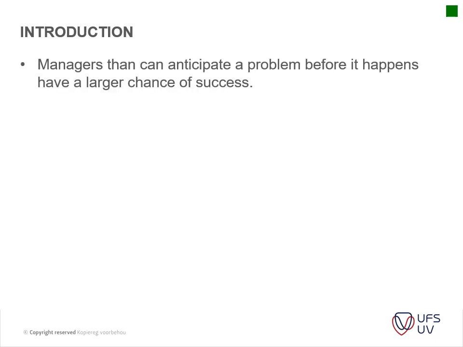So getting into the project control procedures of chapter 15, the introduction just highlights that managers that can anticipate problems before they happen have a better chance of success.